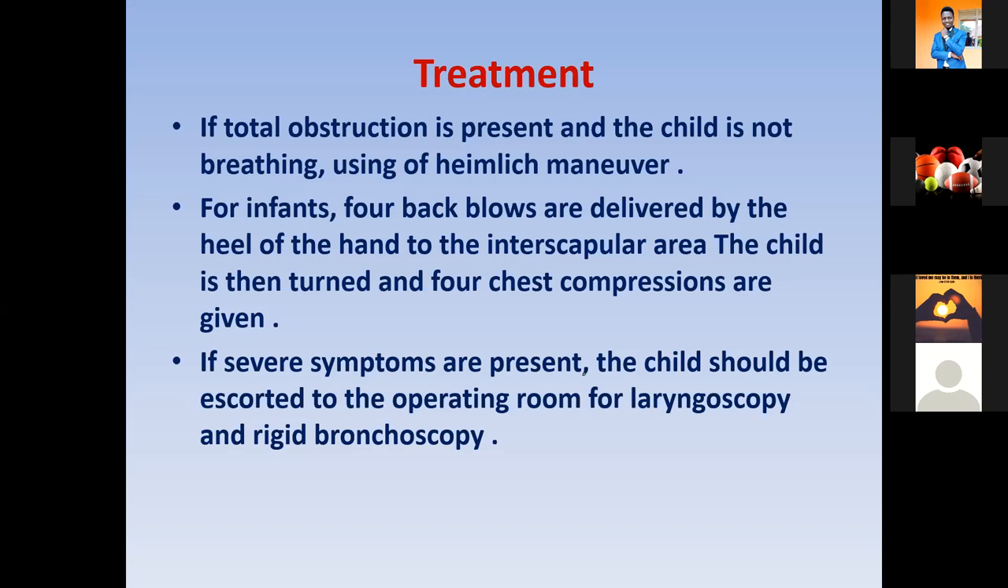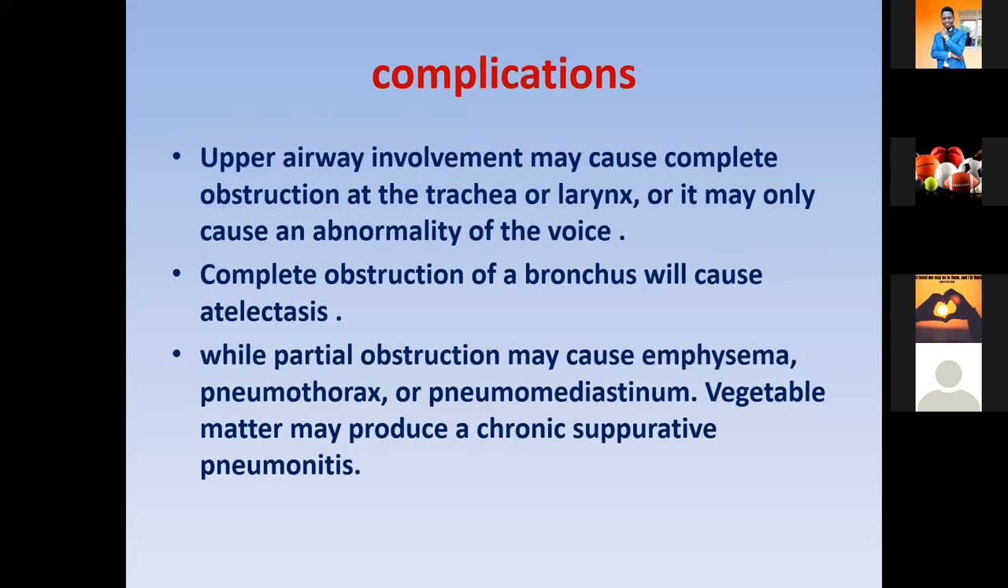Also, we need to remember that a foreign body in the airway is an emergency. So you have to call for help if you're in a center where you have an ENT specialist able to do laryngoscopy and rigid bronchoscopy. Now complications: upper airway involvement may cause complete obstruction, for example, when the foreign body is in the trachea or the larynx. Complete obstruction of a bronchus will lead to lung collapse, which is atelectasis. A partial obstruction will lead to emphysema, pneumothorax or pneumomediastinum, and vegetative foreign bodies lead to chronic pneumonitis.